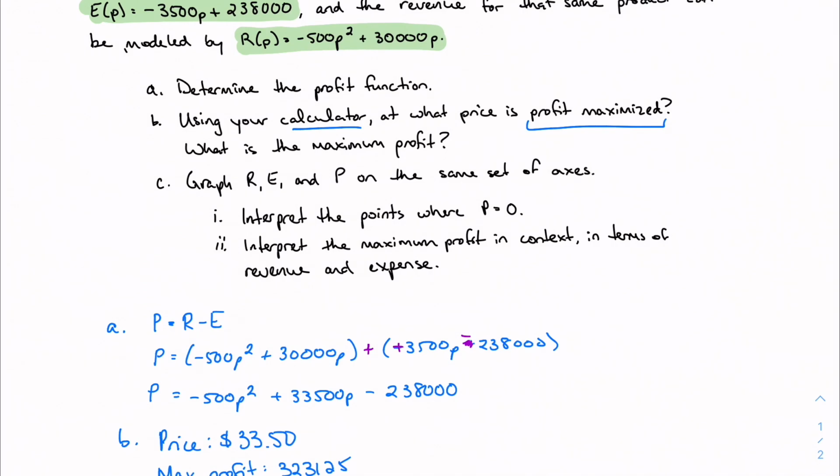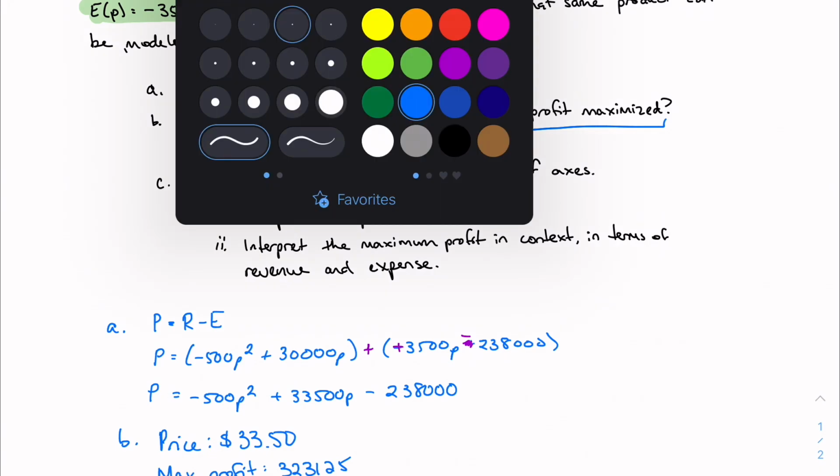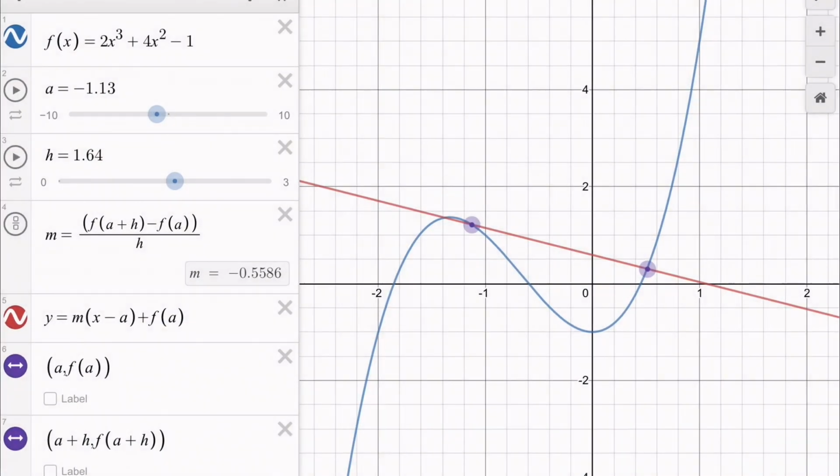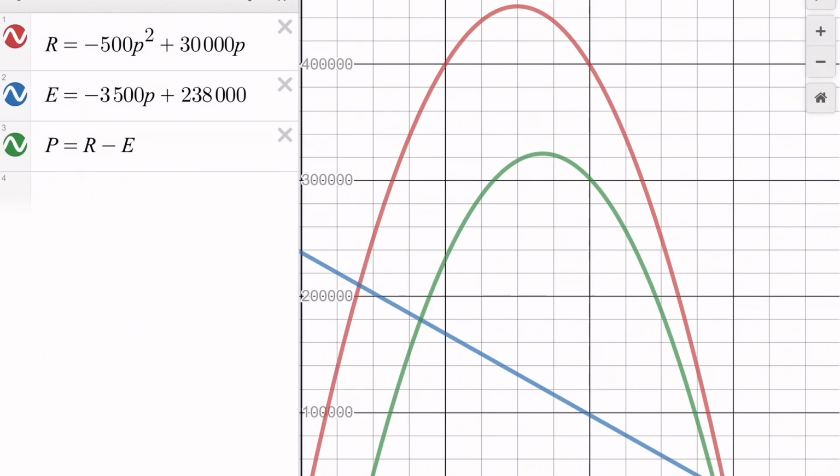My last step is to graph revenue, expense, and profit on the same set of axes. And by doing that, I also want to find out, well, what do these points where the profit is 0 mean? And what does the maximum profit mean in terms of revenue and expense? So to save some time, I did this using Desmos, and I think it's also a little bit easier to follow when it's on Desmos.